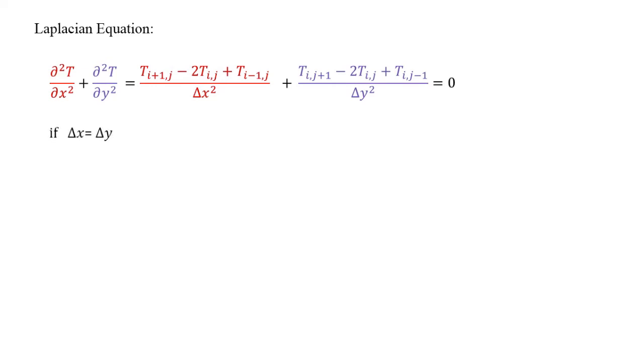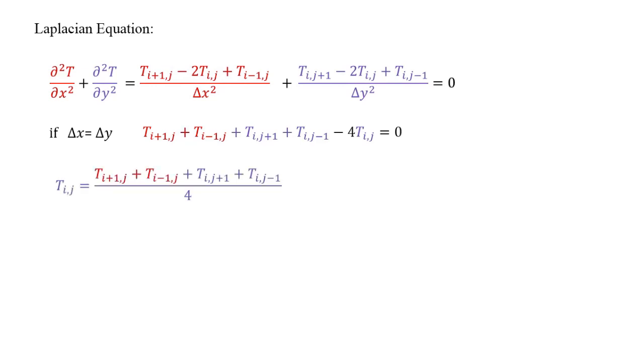If we consider uniform grid, that is delta x is equal to delta y, then the approximate Laplace equation can be represented as follows. In other words, the temperature at any node ij can be represented as T of i plus 1 comma j plus T of i minus 1 comma j plus T of i comma j plus 1 plus T of i comma j minus 1 divided by 4. So we will have number of such equations for all the intermediate nodes. Now in order to solve the set of such equations, we need to know some numerical techniques which we will discuss in some other class.